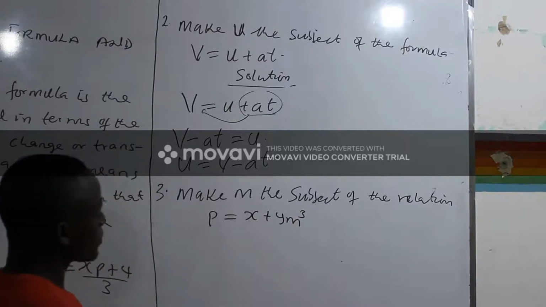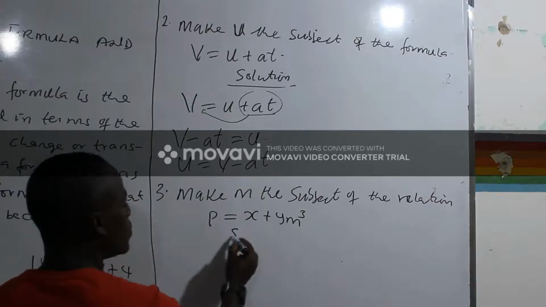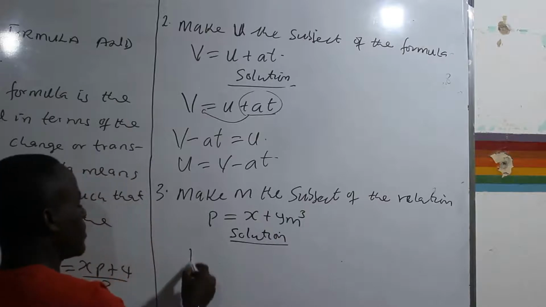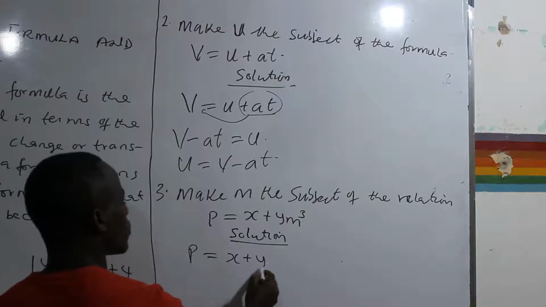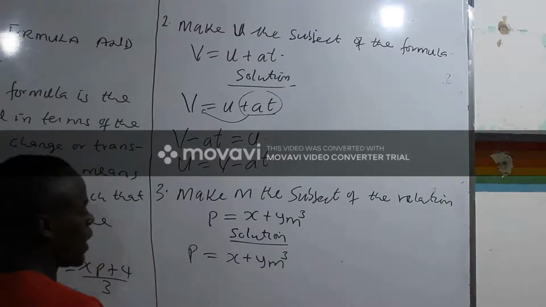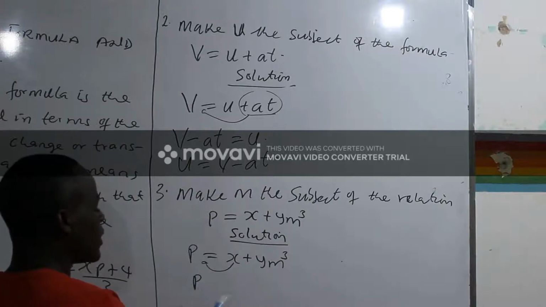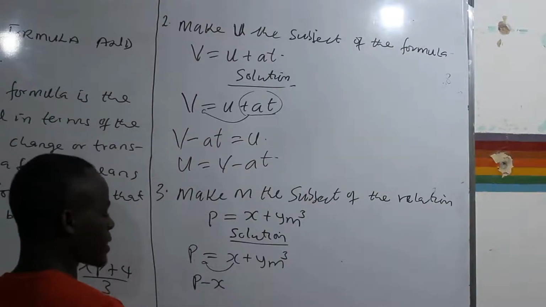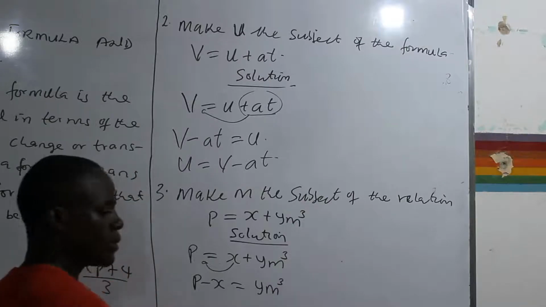Right. Our concentration is on M. So let's see how we can rearrange this to get M as the subject. We have P equals X plus Y M cube. Of course, we'll have to take this one back here so that we have P. This X is positive, so when it crosses to this side, it becomes minus X equals Y M cube.